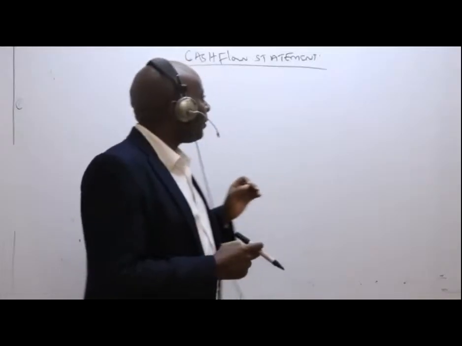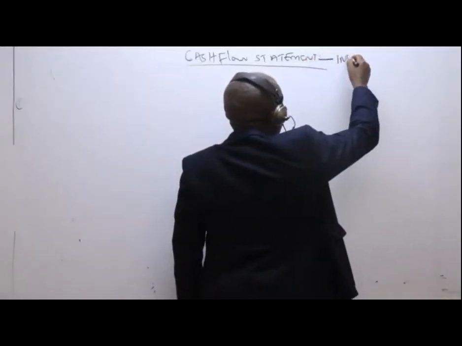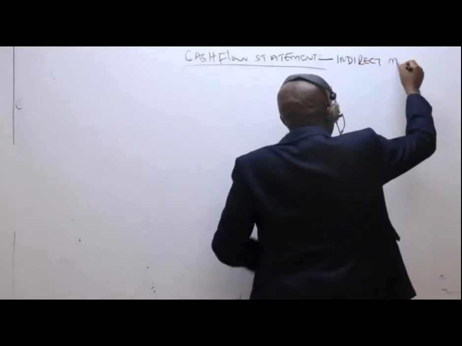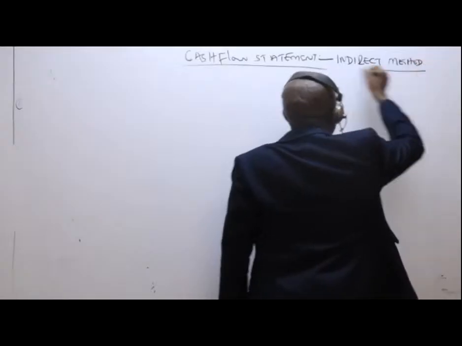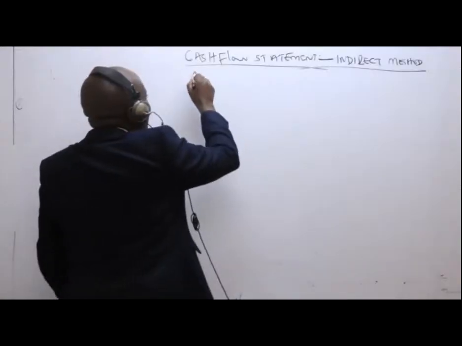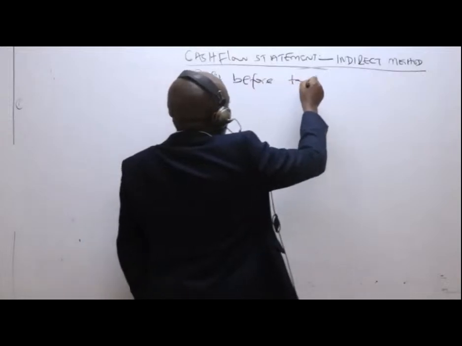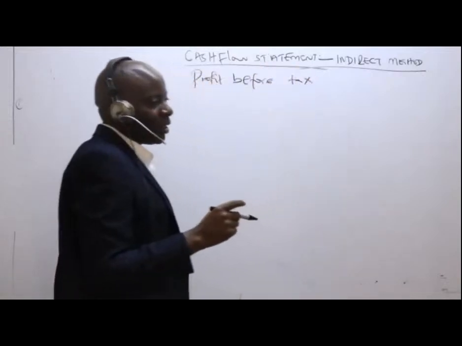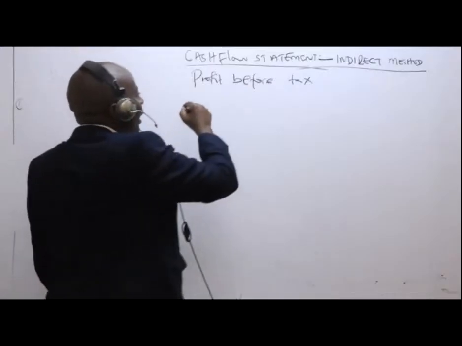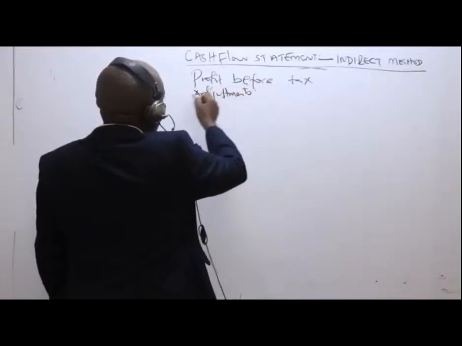And if it's the indirect method that you want to use, then this is how you shall start your statement. In the indirect method, we always start with the profit before tax. Profit before tax, always. And then you shall come here and do some adjustments.